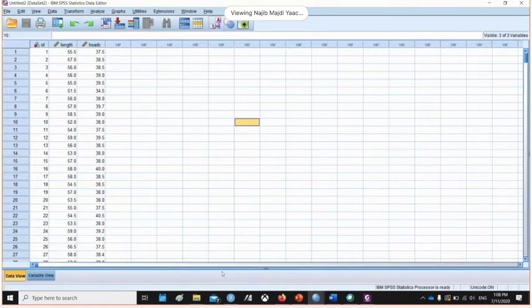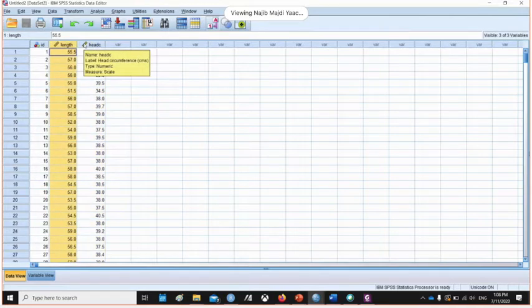Okay, so this is the data in SPSS. We have two variables here, length and head circumference. For example, a researcher would like to know, is there any relationship between length and head circumference?